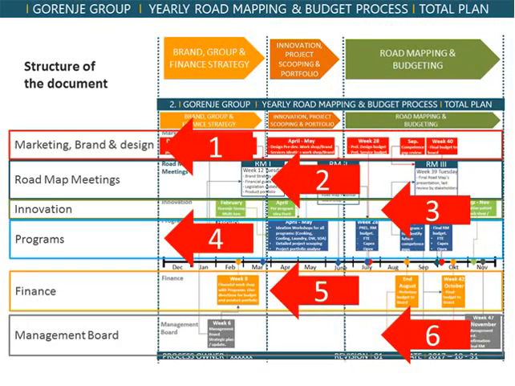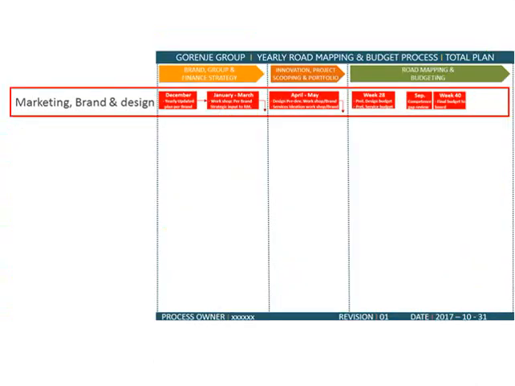Now over to the horizontal level. On the horizontal level the plan is divided into 6 different areas of responsibilities. We will now explain each area. The first area, marketing, brand and design, represents the 6 activities during the year that marketing and design functions are responsible for and when they should be performed.